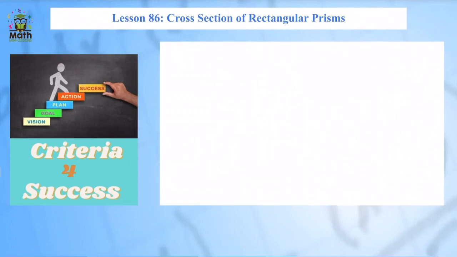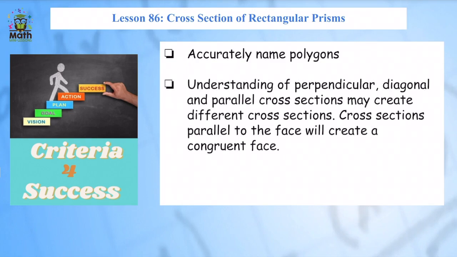If you've ever been to Dave & Buster's, there's a game called Fruit Ninja where you slice up different fruits that are thrown at you. Well, this is the same thing in geometry. We're going to find cross sections of rectangular prisms in lesson 86. This means we'll be able to accurately name the polygons and understand perpendicular, diagonal, or parallel cross sections.